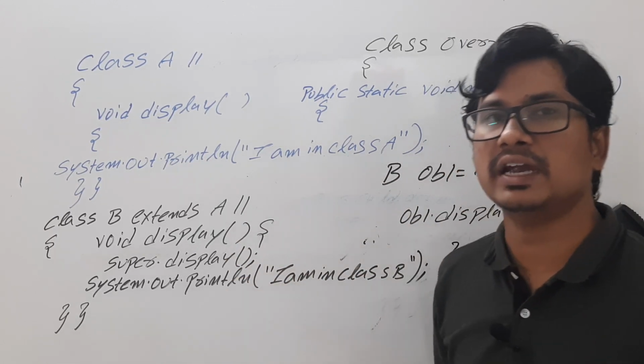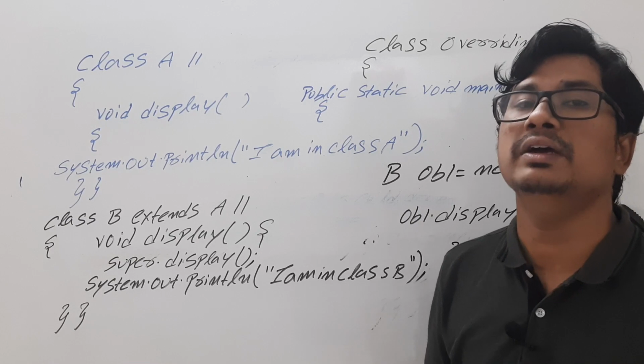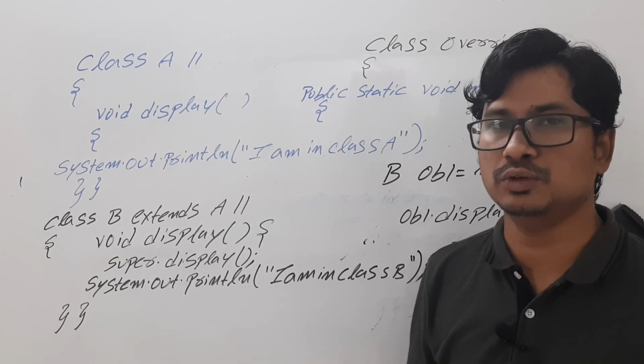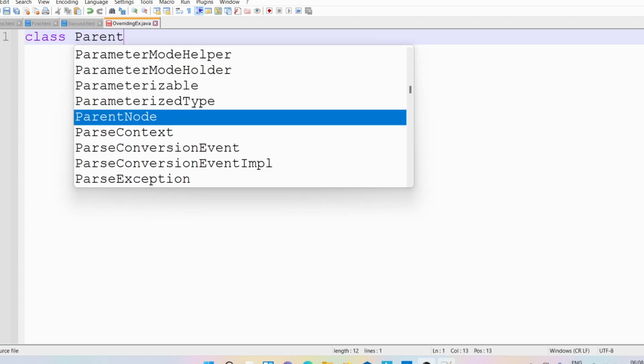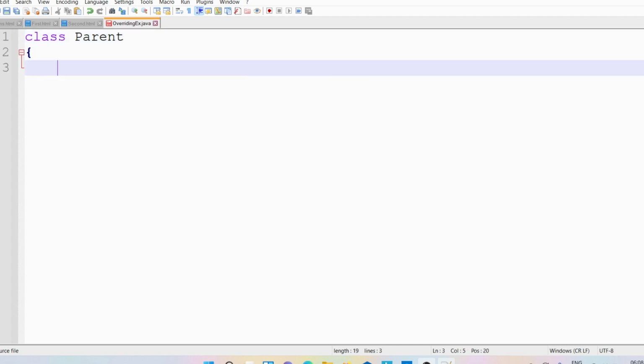For better understanding, I will execute this program in Notepad++ and show the output to you all. Now let me write the program to make you understand about method overriding. So to do that, I will define a class called Parent.